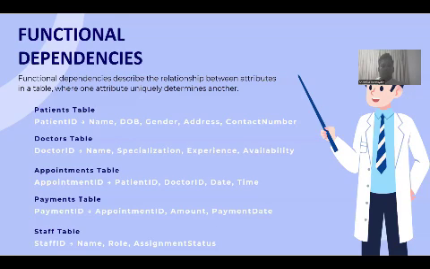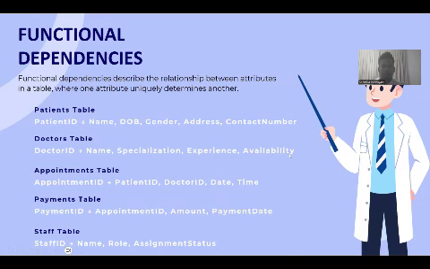Thank you, Dion. Functional dependencies are essential in database design, as we define the relationship between attributes in a table. For instance, in the patient's table, the unique patient ID determines the name, date of birth, gender, address, and contact number. Similarly, in the doctor's table, the ID identifies the name, specialization, experience, and availability. By establishing these dependencies, we ensure data consistency and integrity, which is critical for a reliable healthcare management system like Medicare.